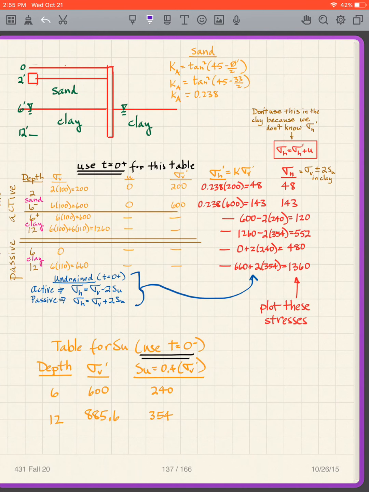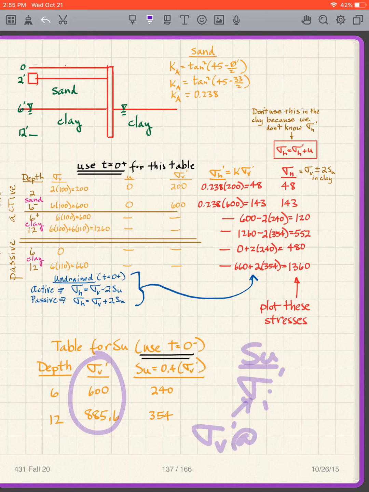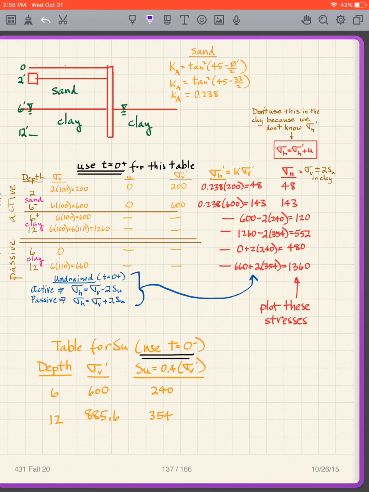I get my sigma v prime, and then SU over sigma prime I. Well, sigma prime I is my sigma v prime at t equals 0 minus. That's equal to 0.4. So to get my SU, I simply multiply 0.4 times sigma v prime. So I'm using that SU. These SUs: I have an SU at 6 of 240. So there's the 240 there, and there's the 240 there. Those were both at 6. At 12, I have 354, so I have the 354 there.